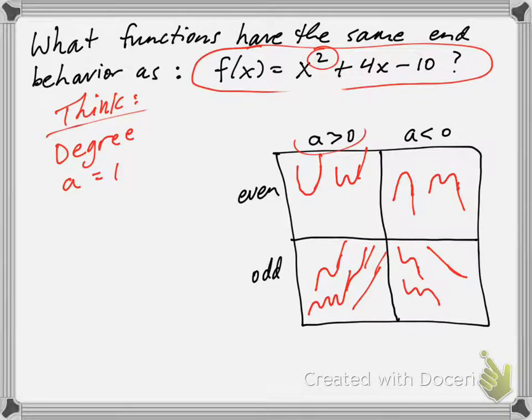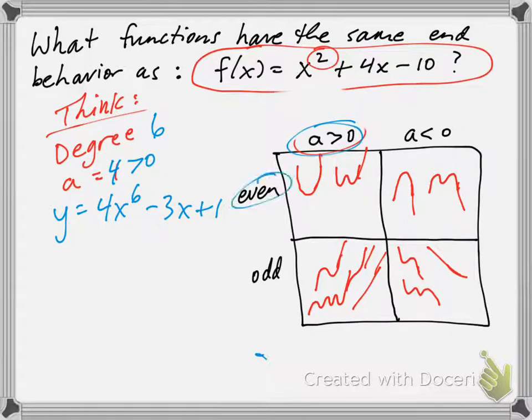So you want to be thinking about the degree. If we look at a couple functions here, would this one, y equals 4x to the 6th minus 3x plus 1, have the same end behavior as the given f of x? And so, again, you're thinking to yourself, what's the degree? And what's the a? The a is positive. So if we have a positive and the even degree, then this function right here would have the same exact end behavior as this function. So the end behavior of this model is like that. The end behavior of this model is the same thing. So yes, check. That would have the same end behavior as the original function.